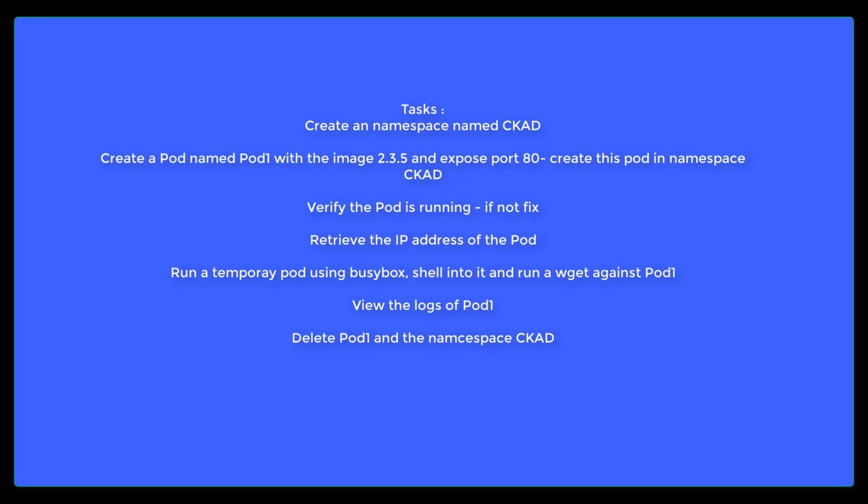We are going to perform the following tasks. Create a namespace named CKAD. Create a pod named pod1 with the image 2.3.5 and expose port 80. Create this pod in namespace CKAD. Verify the pod is running, if not fix. Retrieve the IP address of the pod.